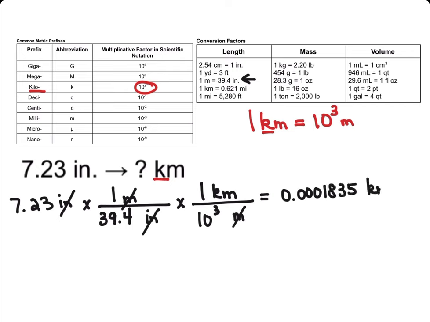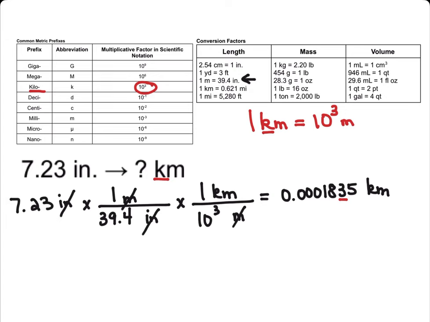0.0001835 kilometers. Now this can't be my final answer because I started off with 7.23, which has 3 sig figs, and this number, the way I've written it, has 4 sig figs. So I want to underline my third significant digit. Remember that the preceding zeros don't count as significant, and I'm going to rewrite this number to show 3 sig figs but keep the integrity, that it is a very small number that's less than 1.